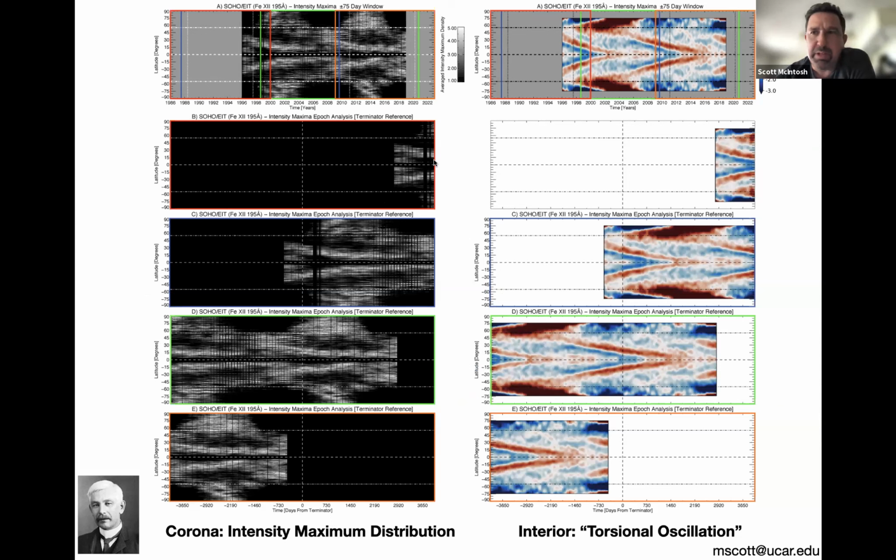Actually, this is the coronal intensity signature that I showed you earlier. On the right-hand side is the torsional oscillation from HMI and MDI. And as I indicated earlier, you'll see that those two characteristically are pretty much identical in terms of their progression with latitude and time. I've stacked them up versus the terminators, and you can get a rough idea, even from only 24 years of data, that it's the same underlying object that repeats and repeats.